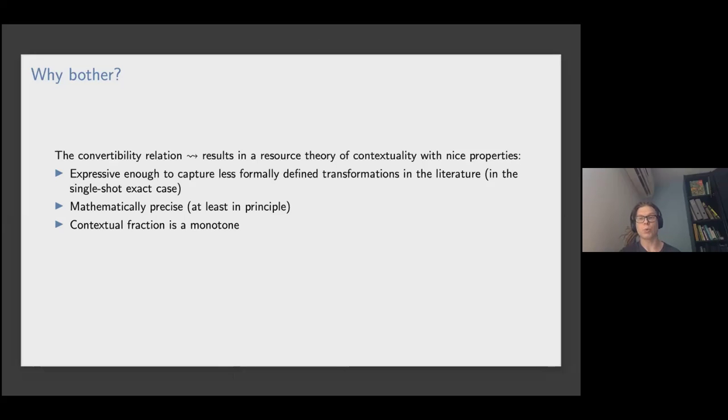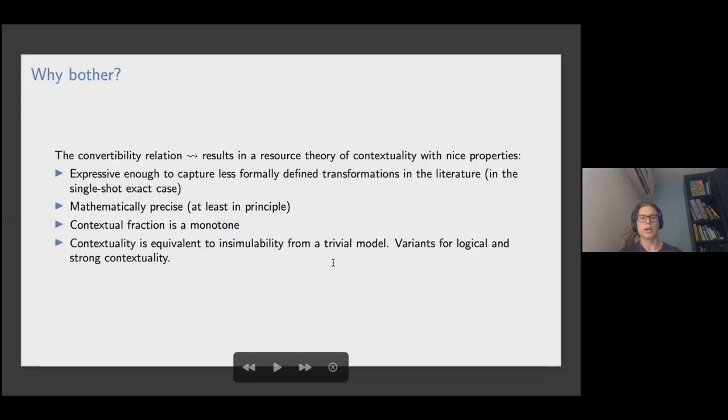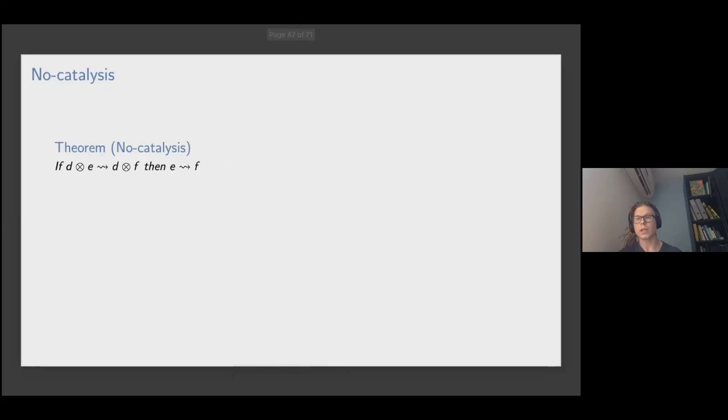And this behaves well with these other measures. For example, contextual fraction is a monotone for this notion of a simulation. And you can express contextuality as saying that you cannot be simulated from a trivial model. And there are versions of this theorem also for logical contextuality and strong contextuality. And now let's move on to discussing how this proof would go.